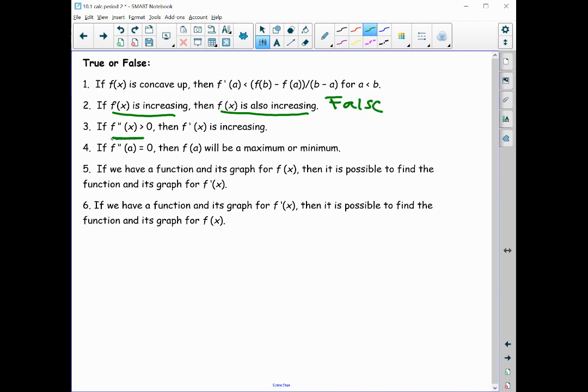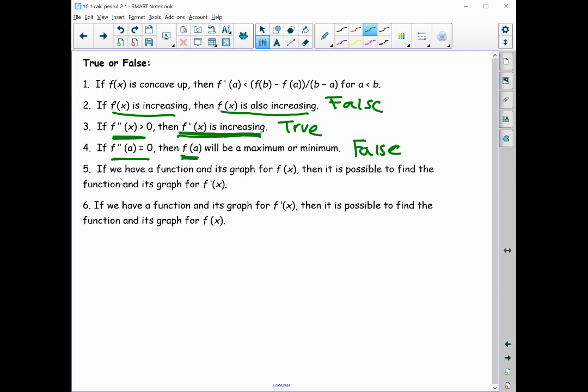If the second derivative is positive, then the first derivative is increasing. That is true. If the second derivative is 0, then f will have a max or a min. That's false. It has a potential inflection point there.